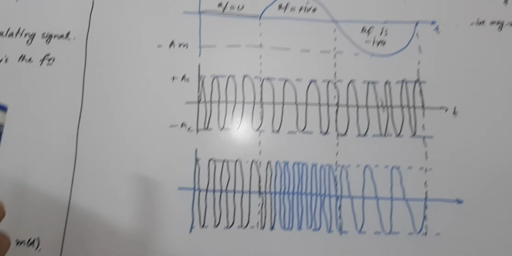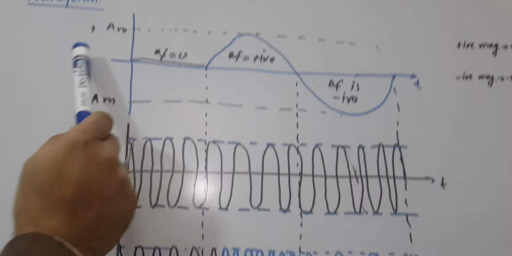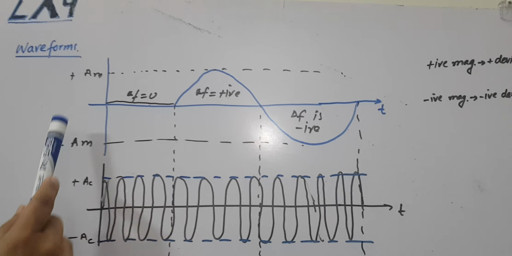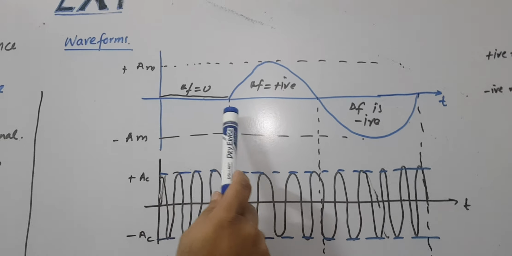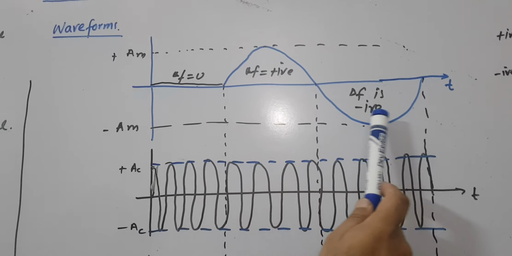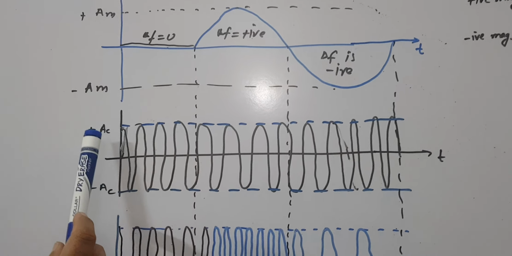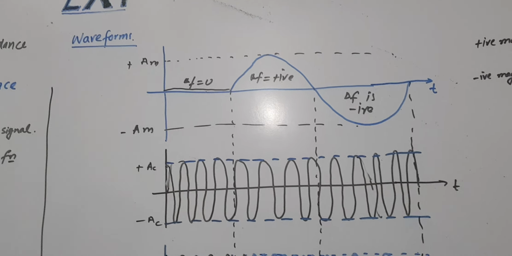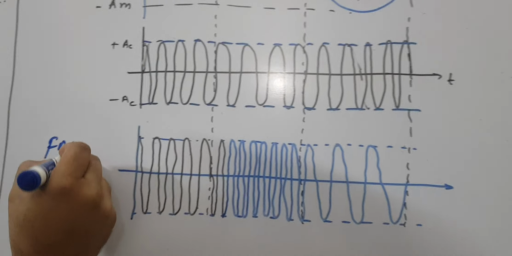If we want to represent this in terms of waveforms, suppose we have the modulating signal m(t) whose amplitude is plus Am and minus Am. Here you don't have any signal, here you have a positive signal, and here you have a negative signal. That is your carrier, with carrier amplitude plus A and minus A, and this is your FM signal.